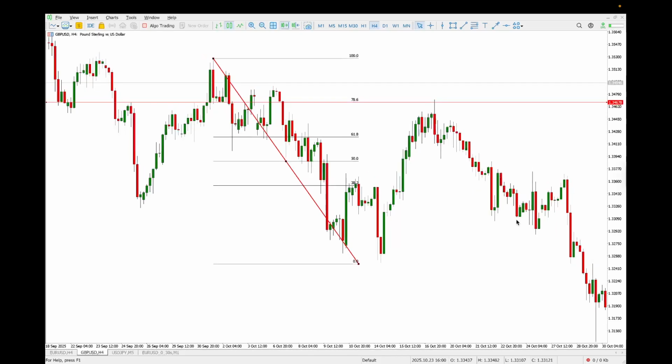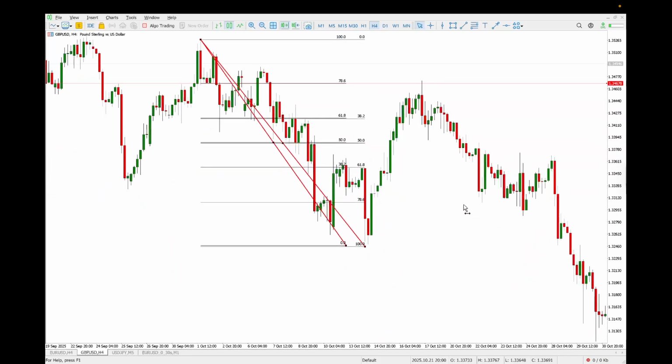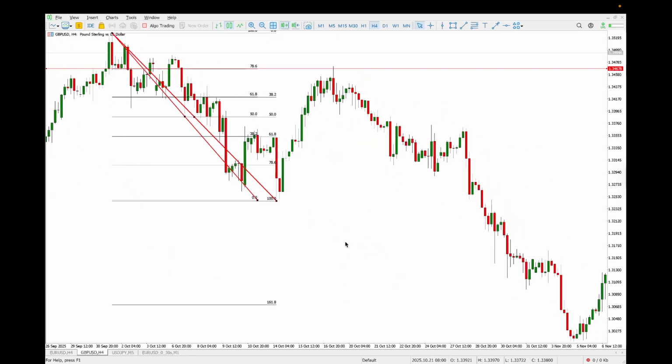For those who want to take extension targets, you can also use the 161.8. If we do this, you could target the 161.8, and you can see this right here. It's a good extended target. You can also target the 127.2%. Yeah, you can add that in the settings.